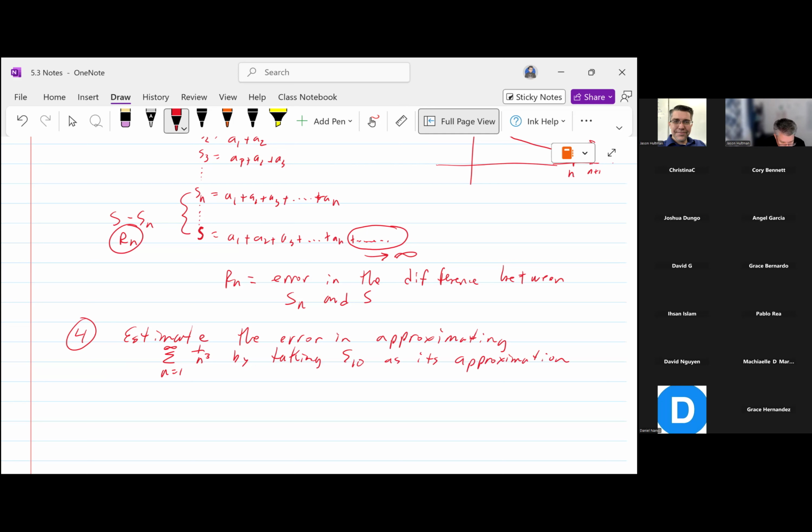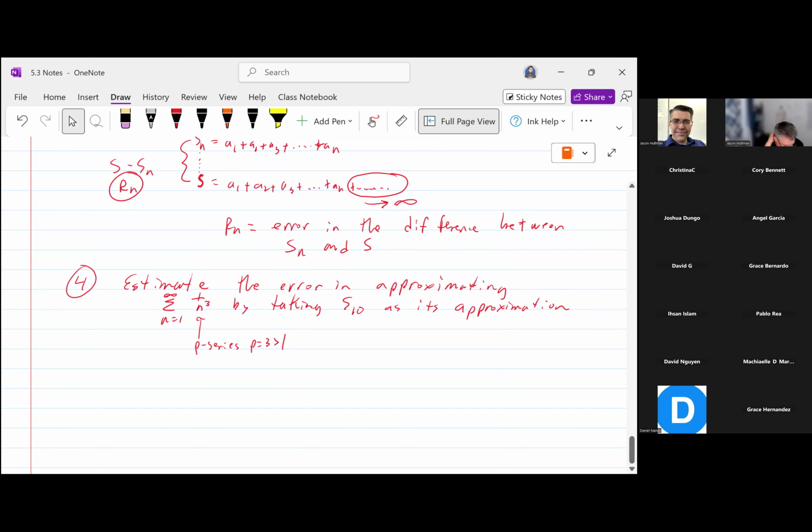So let's see, what is S10? Does this converge, by the way? Does this 1 over n cubed converge to some value? Yes, because this is a p series with p equaling 3, which is greater than 1. So it does converge. Are the terms decreasing? Yes, they are. And so we're set up so that we can find a remainder on this.